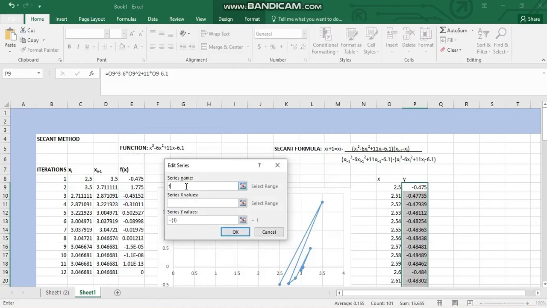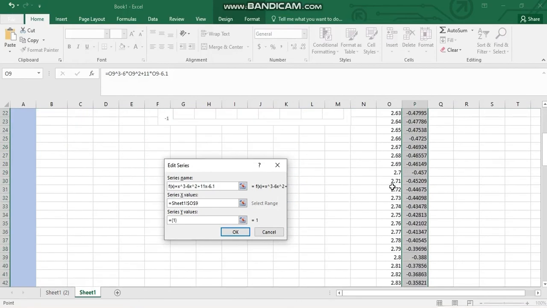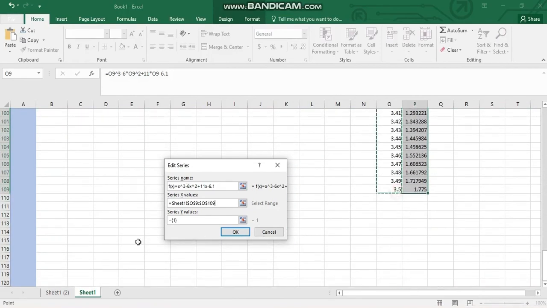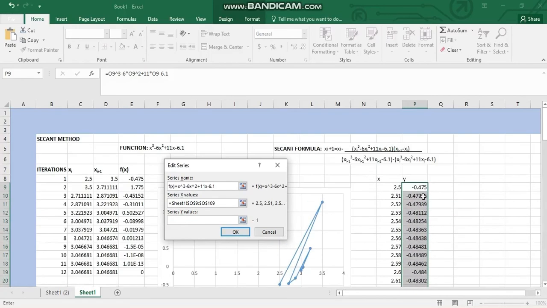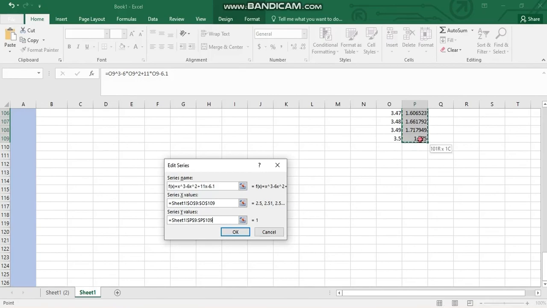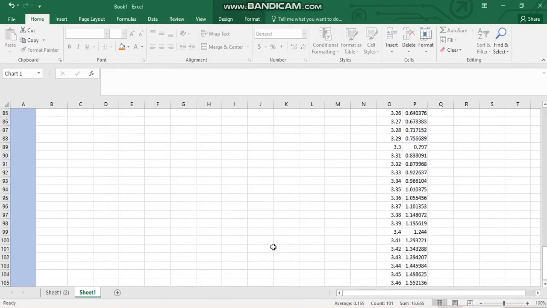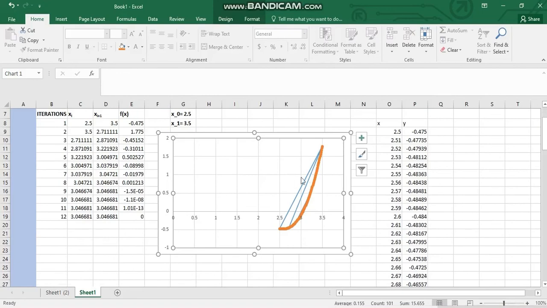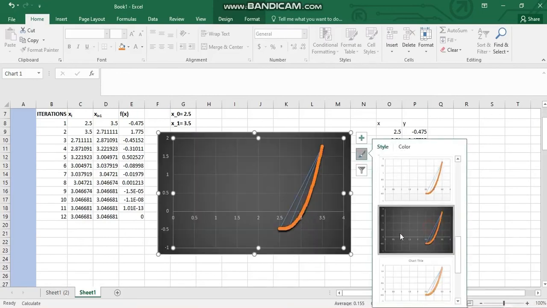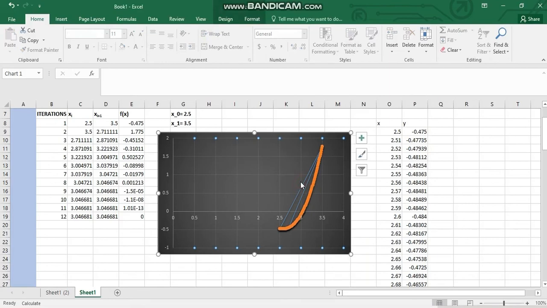Now, right-click the graph and select data. Add the function x raised to 3 minus 6x raised to 2 plus 11x minus 6.1. For the x values will be this. And for the series of y values will be this. Up to down, and click OK. This will be the graph for the second problem.